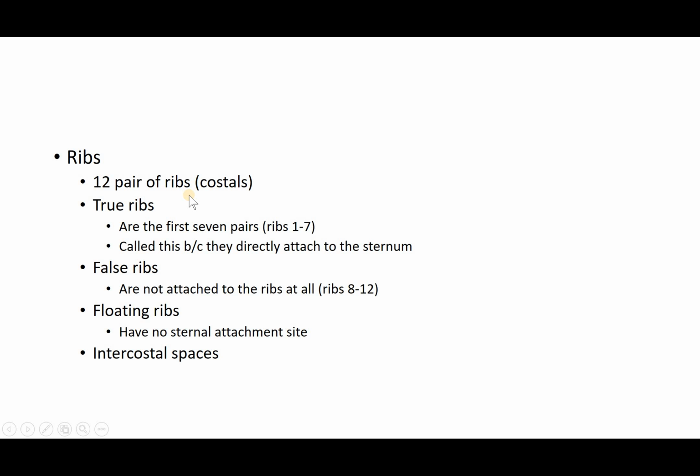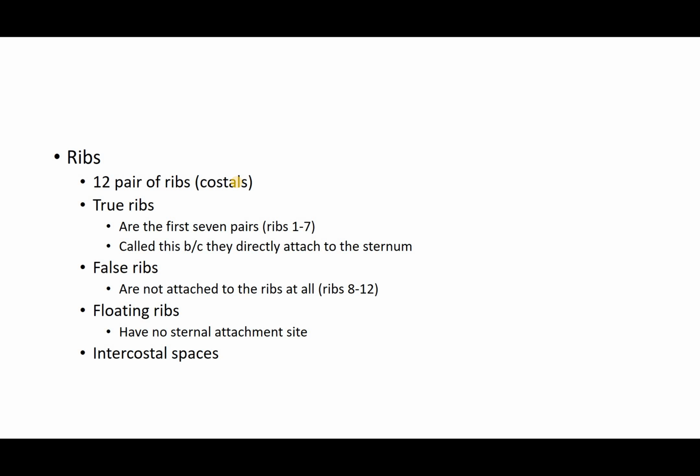Okay, we have 12 pair of ribs. A fancy term for rib is a costal. So we do have 24 ribs total. The first 7 pair are considered true ribs because they actually attach to the sternum. Okay, so the ribs go from the posterior thoracic spine and then wrap around to the front to the sternum. The false ribs are ribs 8 through 12. They are false ribs because they do not have a sternal attachment.